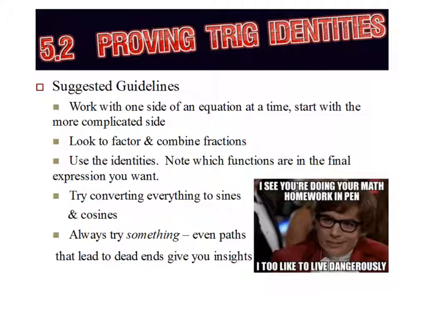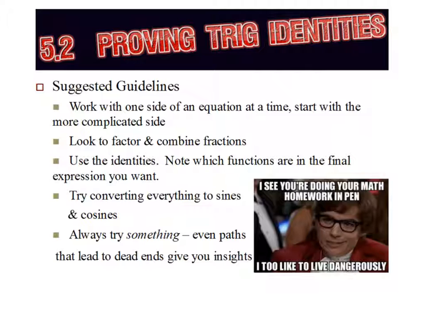Now, before we get started, here's kind of our guidelines that we can use. Some suggestions to make this work out for us when we work with this. And basically, like I said, you're going to have two problems and you're going to have an equal sign between them and you're going to be simplifying. So one suggestion might be to go ahead and just work with one side of the equation at a time. And you usually start with the more complicated side and see what you can do to simplify it.